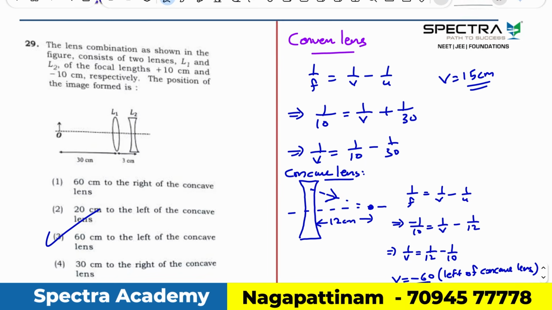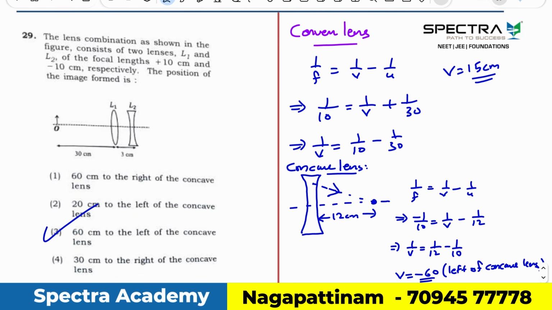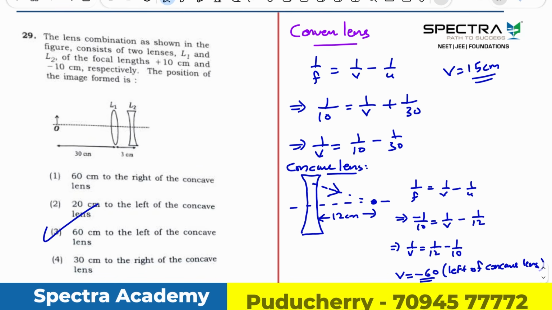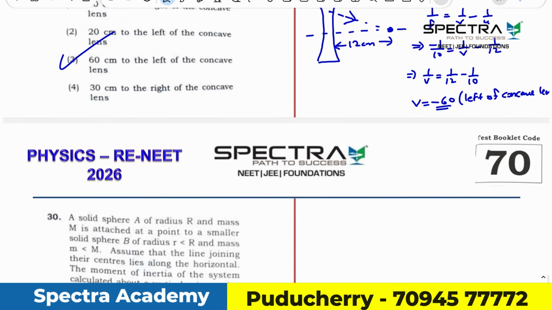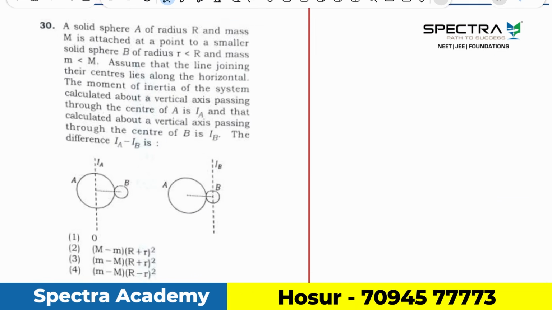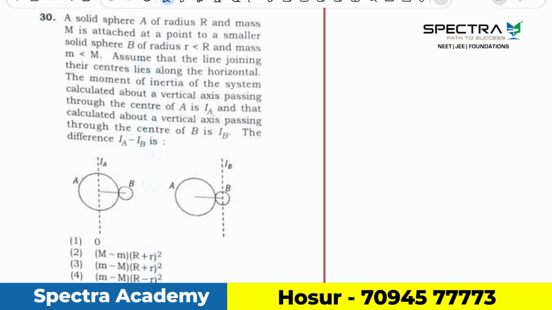Okay, so it's a normal type of question which you can see in every book, right? Yes. Now let's come to question number 30. Okay, let's come to question number 30.